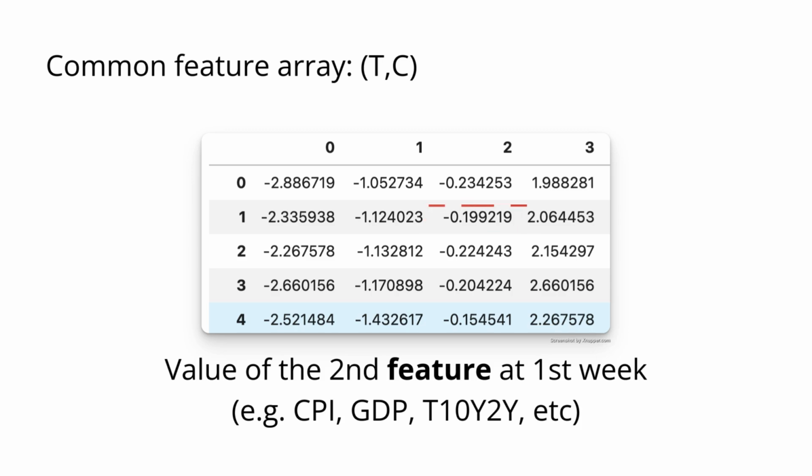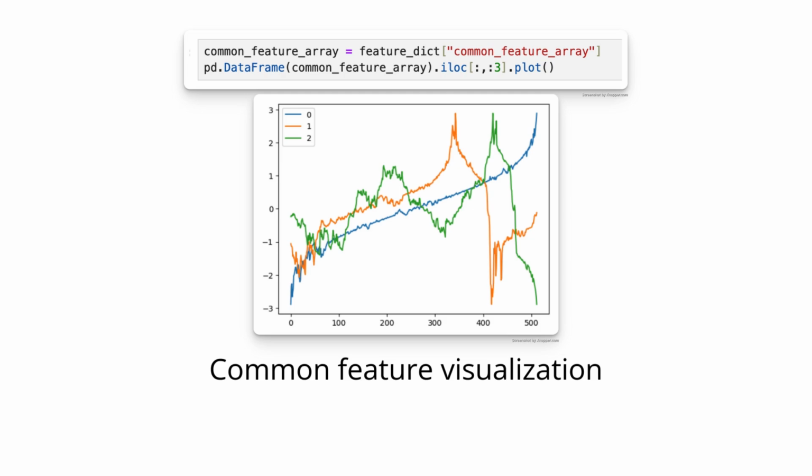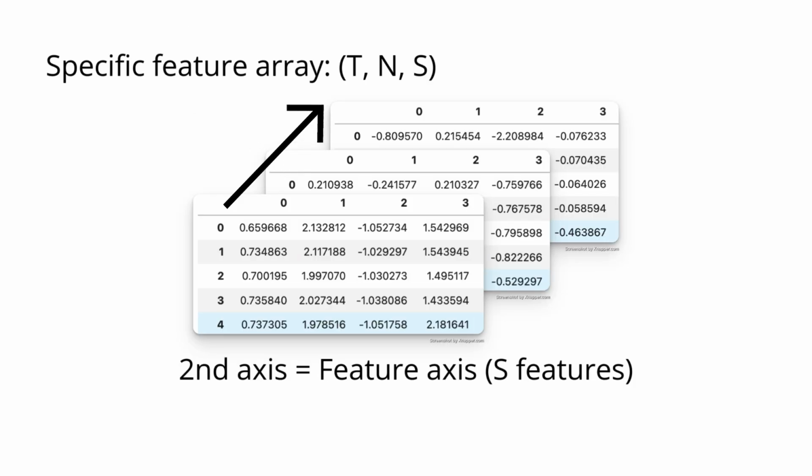Common features are usually macroeconomic indicators, such as CPI or GDP. Since these features apply to all assets, we call this a common feature array. Try running the command on the screen to visualize the common feature array. Finally, let's look at the specific feature array.